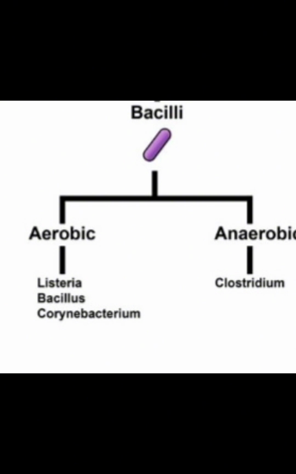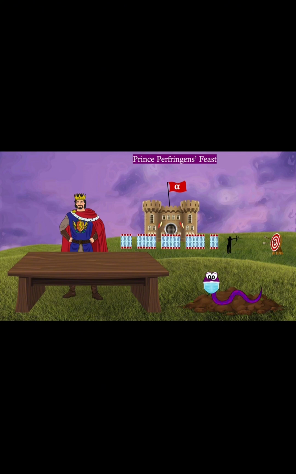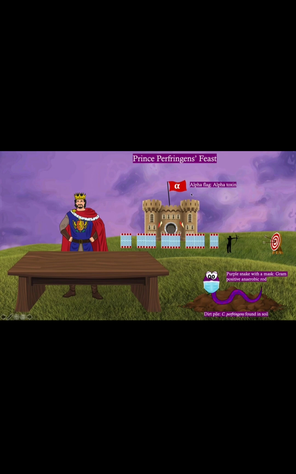To start with the Clostridia, there is a story of Prince Perfringens who is having a feast. It seems that the prince is so arrogant and he is having the feast alone, but he has an uninvited friend, which is shown as a purple snake. The purple color shows it is a gram positive bacteria. As you notice, the snake has a mask on, so this bacteria is anaerobic. And the next important thing to notice is that the snake is on the soil. So it is a gram positive anaerobic bacteria which loves soil, the main portal of entry.